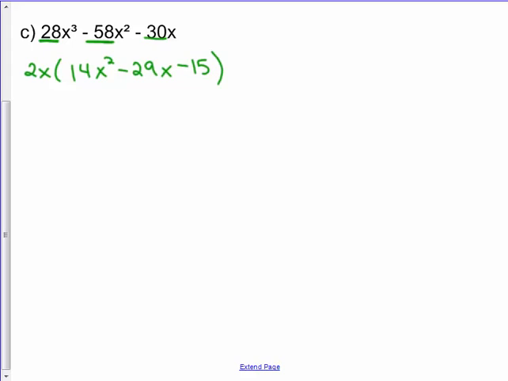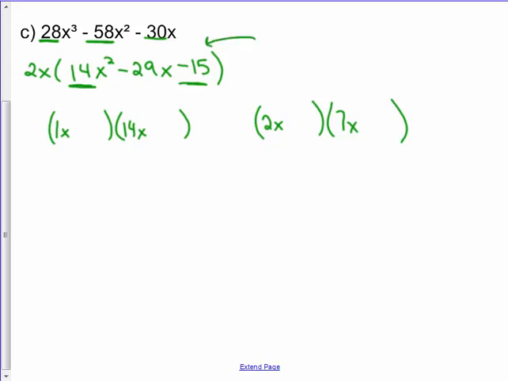So now I have 14x squared. We can't forget about the 2x, but we'll just leave that out there for right now. If I think about 14x squared, that has to be either 1 and 14 or 2 and 7. So I'm going to go 1x, 14x, and then I'm going to go 2x and 7x.